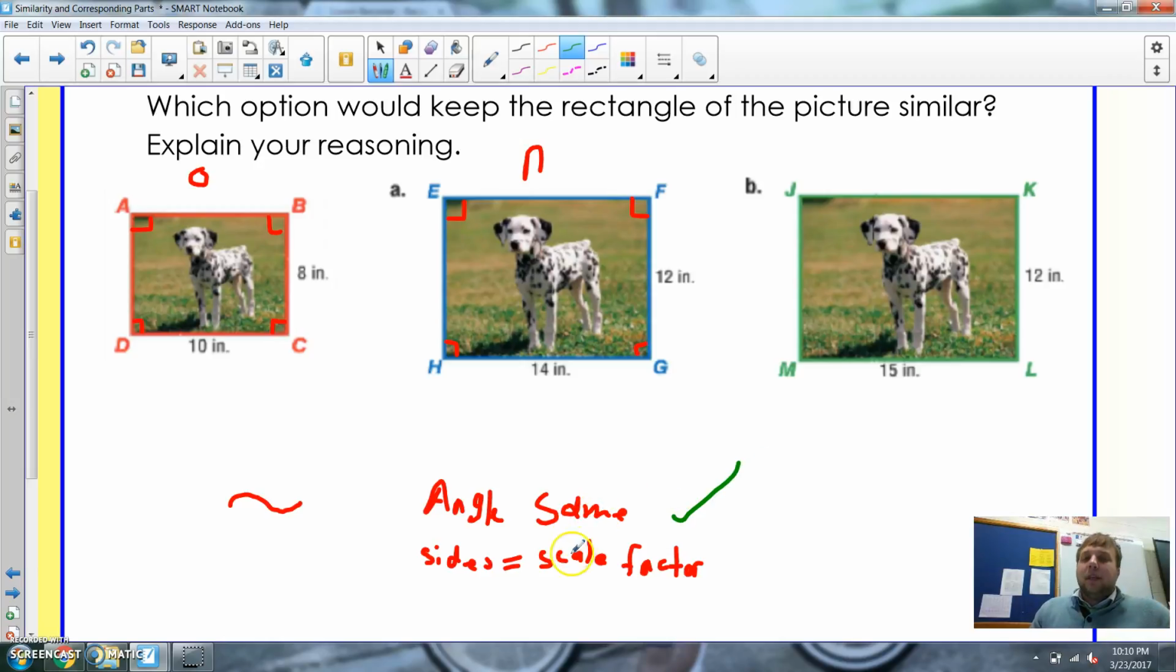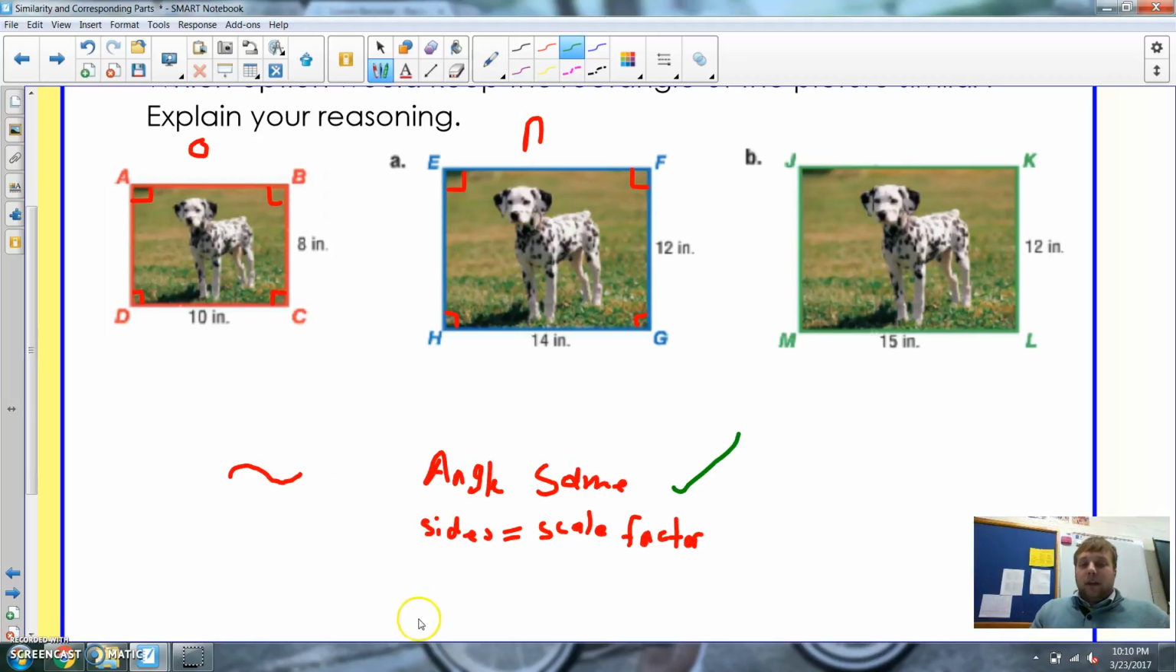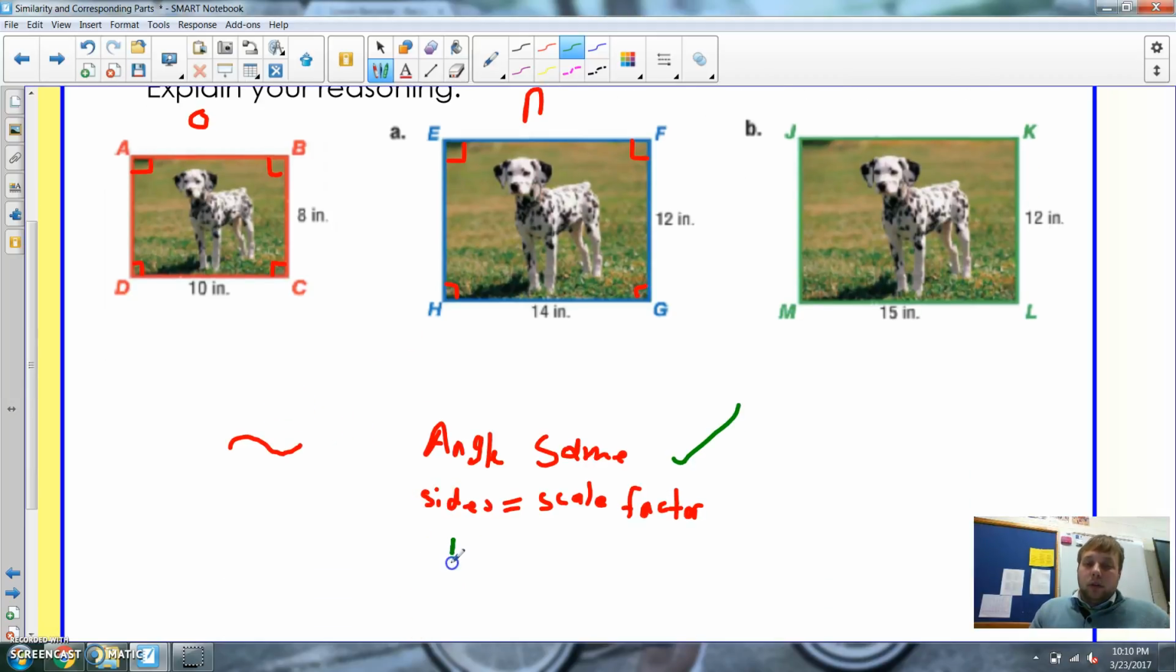But here's the thing. The sides have to equal the same scale factor, all of them. So remember, scale factor is the new, 14, by the way, I'm going with this right here, that's your new picture, divided by your original. The original was 10. That's going to be 1.4.